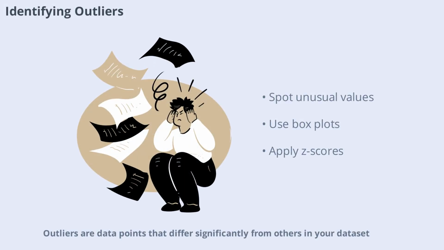Outliers are data points that differ significantly from others in your dataset. They can indicate errors, rare events, or important variations. Identifying outliers is a key part of EDA as they can heavily influence your analysis and models. Techniques like box plots and z-scores help you spot these unusual values.